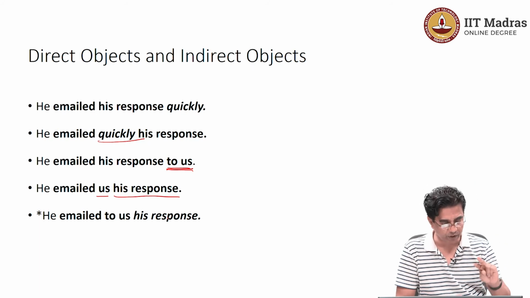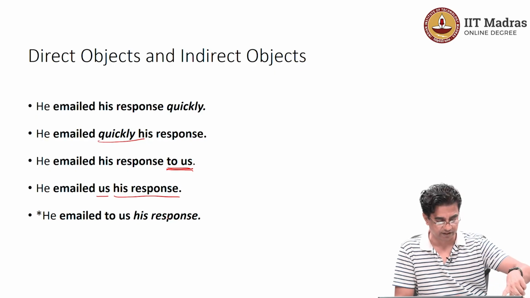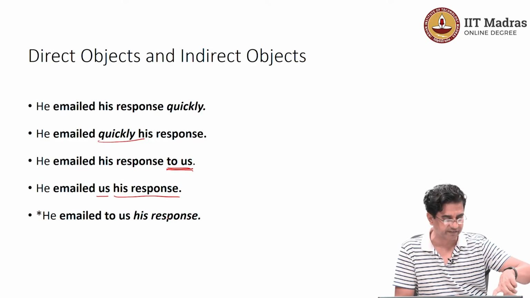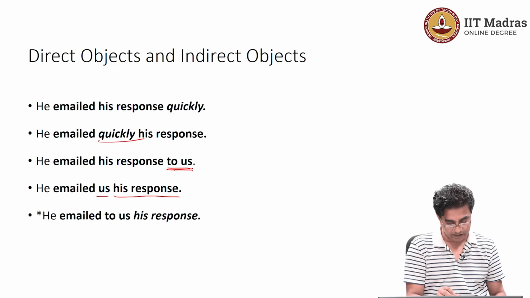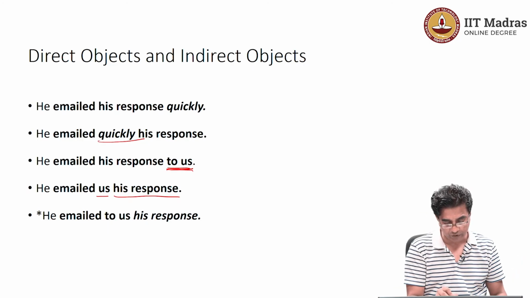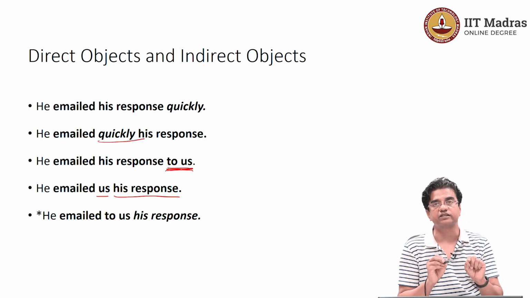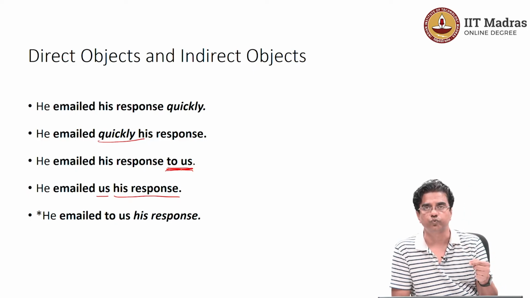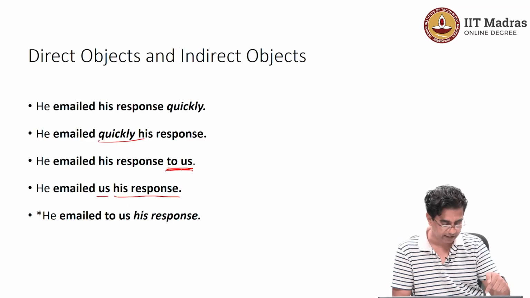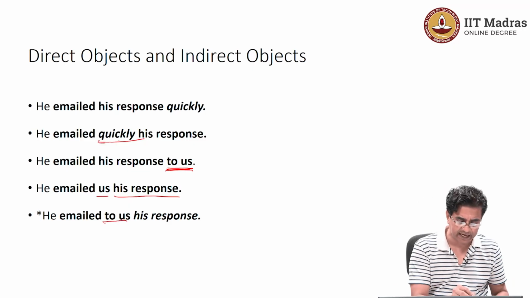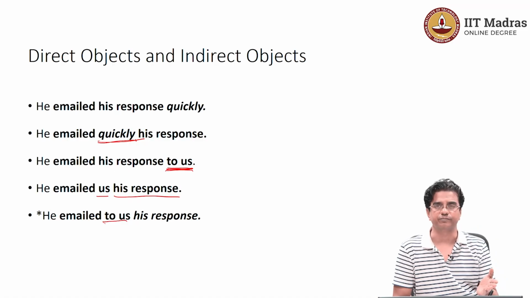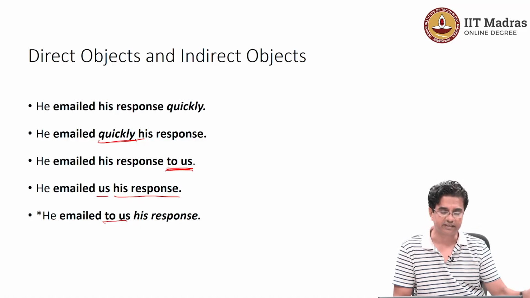So the point in these five examples that we are trying to make is that an indirect object with to cannot precede the direct object, whereas an adverb can precede the direct object in these kinds of sentences.